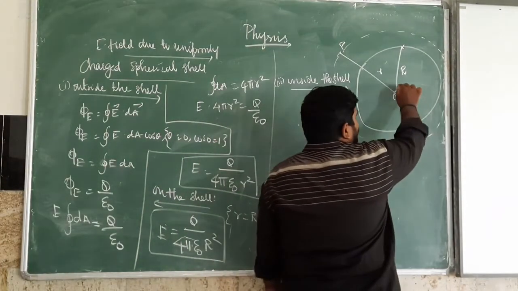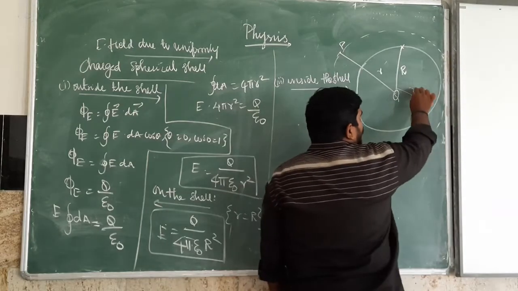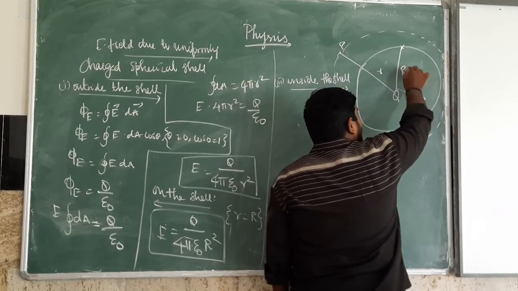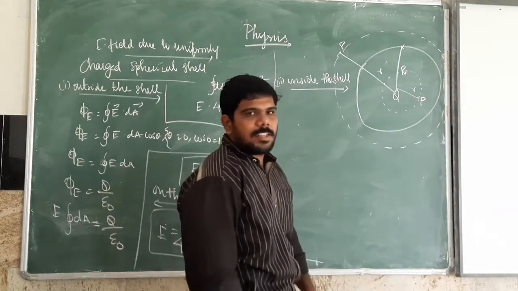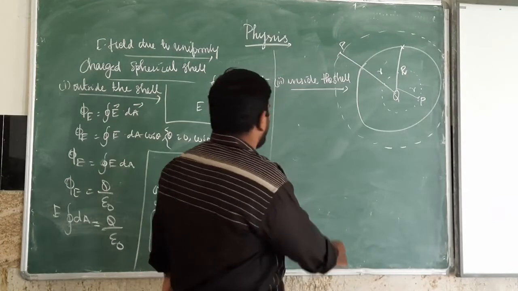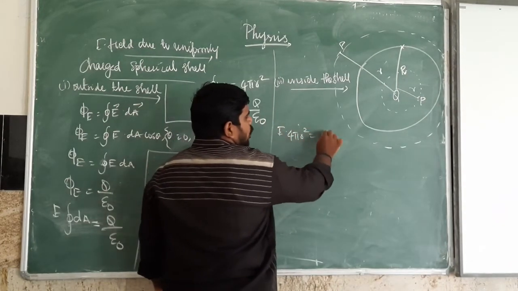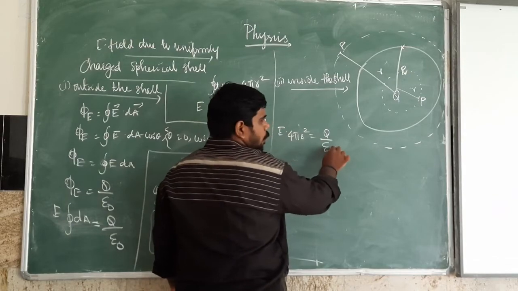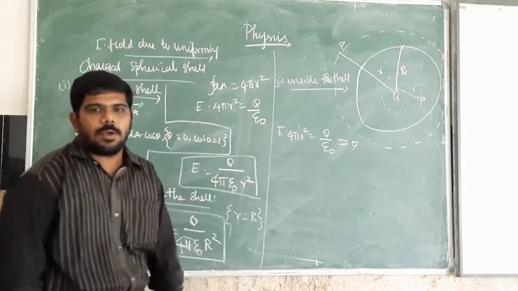Consider a point P at a distance r inside the uniformly charged spherical shell. We get the same expression, E into 4 pi r square is equal to Q by epsilon 0, which will be equal to 0.